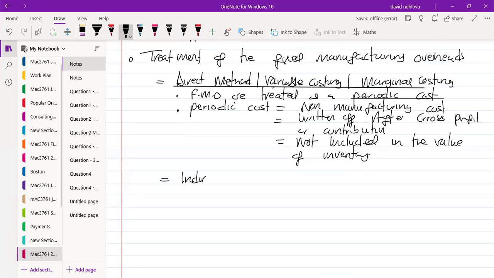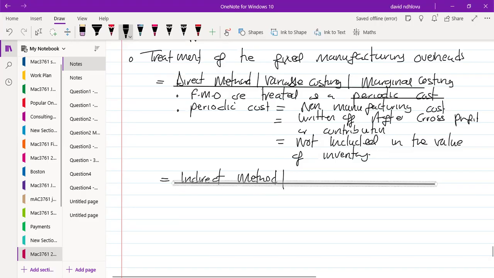Under the indirect method, what is the other name for this one, good people? Let's mute please, only unmute. This is also known as absorption costing.